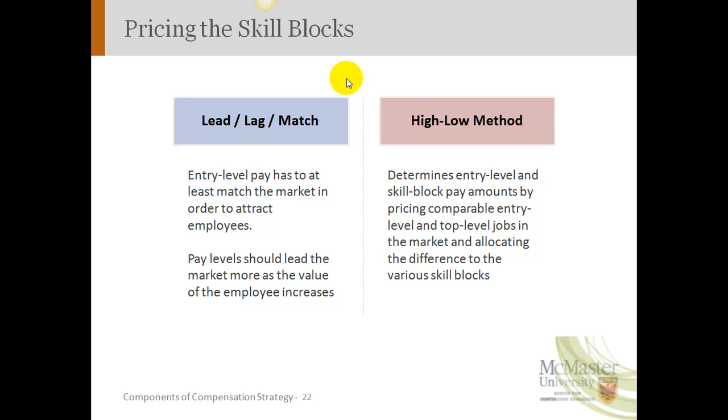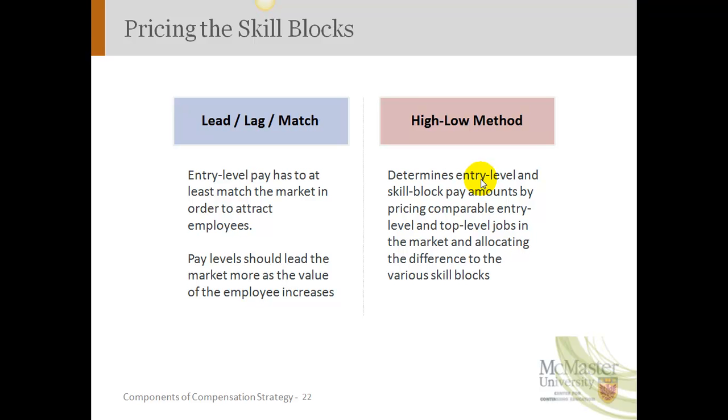So how do we pay them? Well, there's a couple of different ways you can do it. The high-low method is one we do see a lot in practice where organizations have pay for knowledge or pay for skill. So what you might do here is you might determine what an entry-level job is paying in the marketplace for what you might hire somebody in at, right? And then you might also look at what the market is paying for a person who comes in at an entry level and say gets to master all of the skills that you might have in your organization, right?